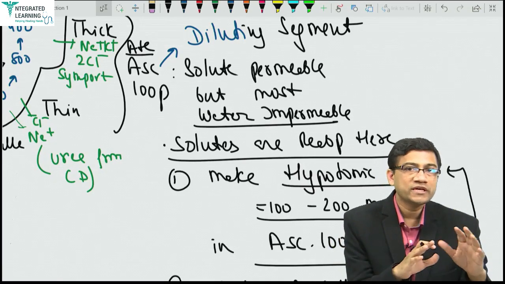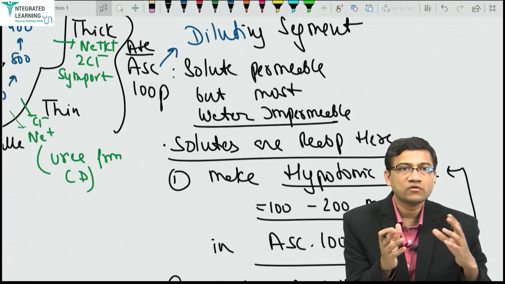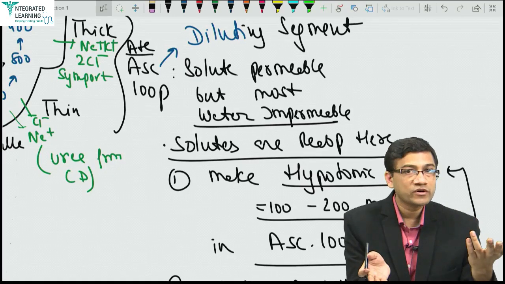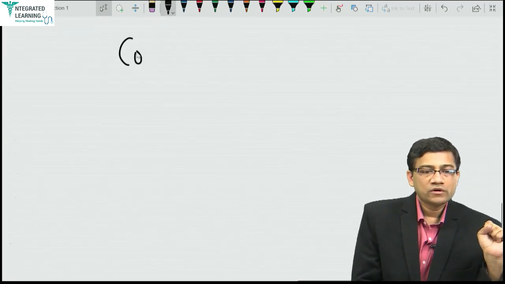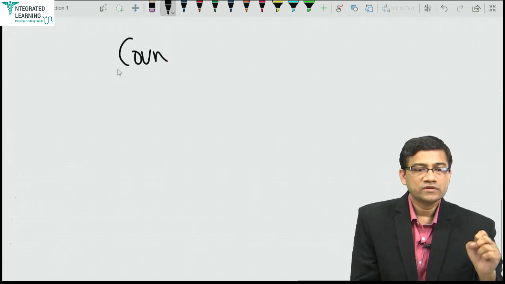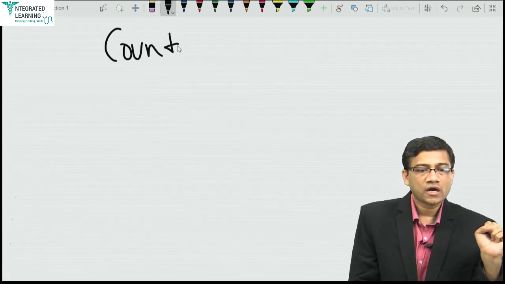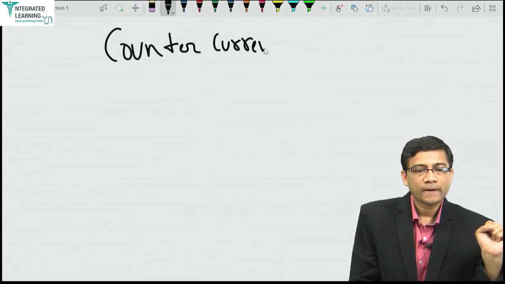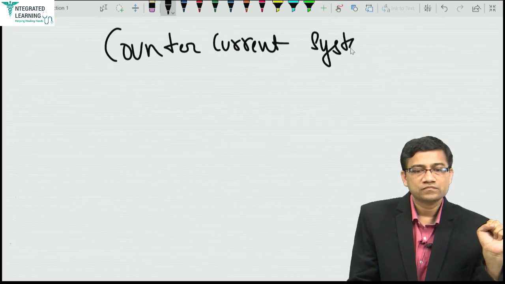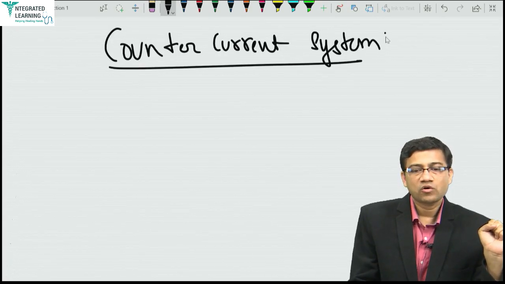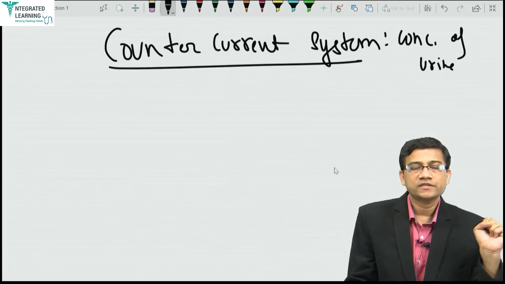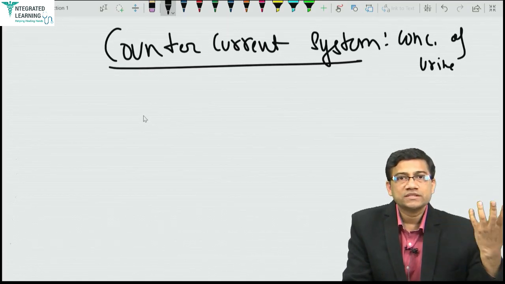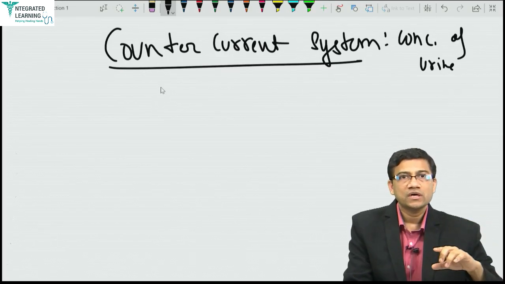And what maintains the osmolality? Vasa recta, by selective reabsorption of water, and that is the counter current system for you. So let me now write everything in order. So write counter current system. Basically concentration of urine and saving water. So the function is concentration of urine. The concentration of urine is caused by the counter current system.